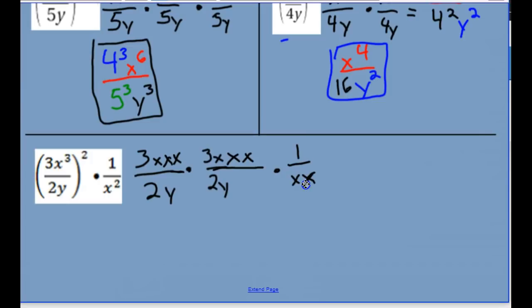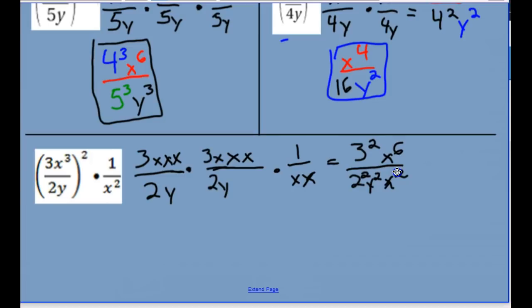So now what we got to do is count up the top and the bottom. On the top we have 3, or 2 3's twice. So we have 3 squared. And we have 1, 2, 3, 4, 5, 6 x's. X to the 6th. On the bottom we have 2 2's and 2 y's, so we have 2 squared and y squared. We also have 2 x's, so we have x squared.